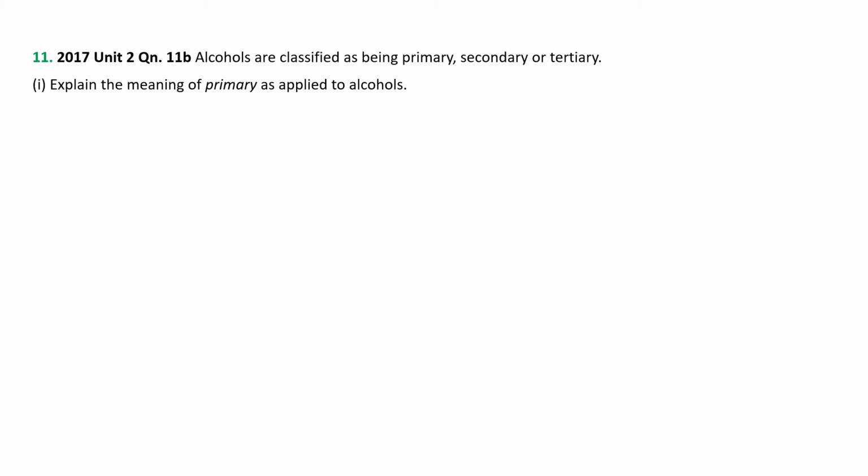Now moving into slightly longer questions that have more bits to them as much as anything else. So alcohols are classified by primary, secondary, or tertiary. What's primary as applied to an alcohol? Well, it means you've got a carbon that has an OH, that's why it's an alcohol, but the carbon also has 2 hydrogens on it and 1 R group.